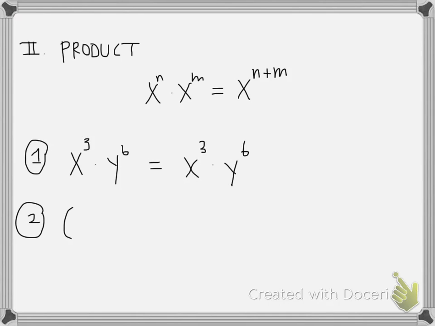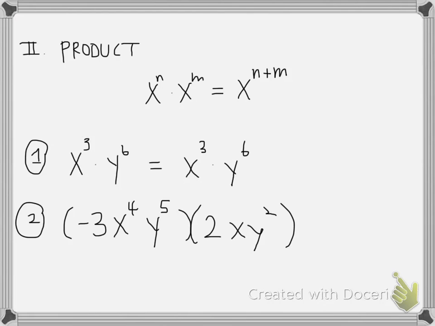Okay, what about this one here? Negative 3 x to the 4th y to the 5th, and then 2x y squared. Okay, negative 3 times 2, which would be a negative 6. x to the 4th times x, which would be x to the 5th. And y to the 5th times y squared, which would be y to the 7th.